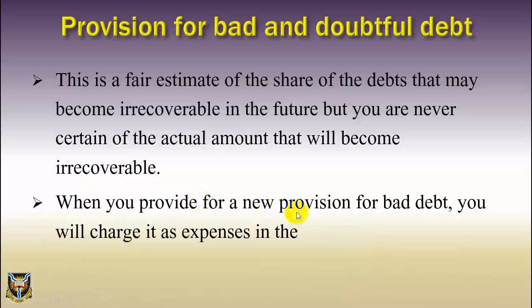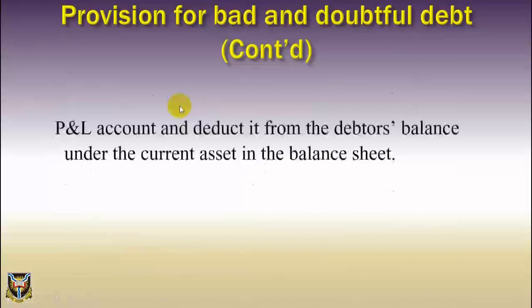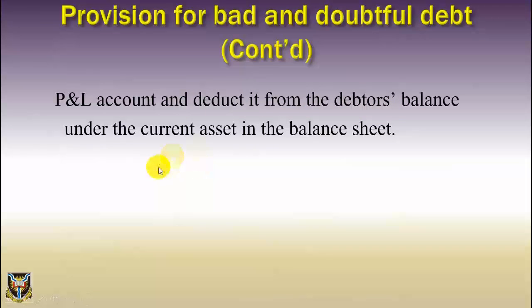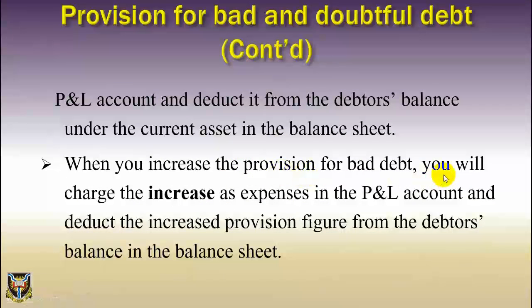When you provide for a new provision for bad debt, you will charge it as expenses in the profit and loss account and deduct it from the debtors balance under the current asset in the balance sheet. When you increase the provision for bad debt, you will charge the increase as expenses in the profit and loss account and deduct the new increased provision figure from the debtors balance in the balance sheet.